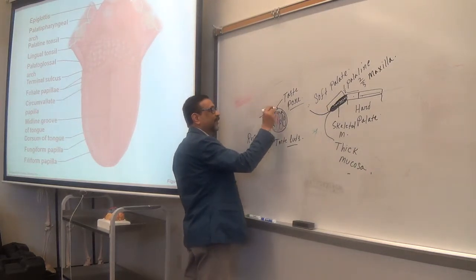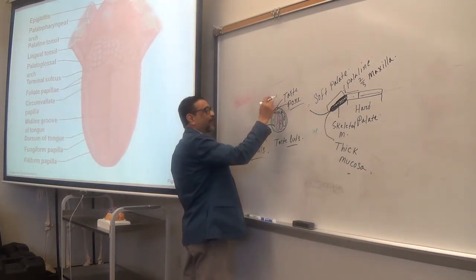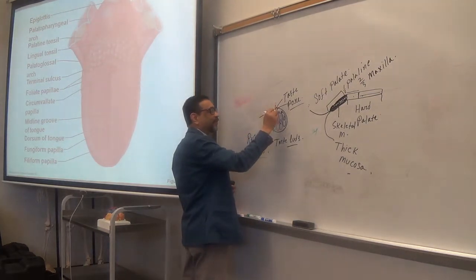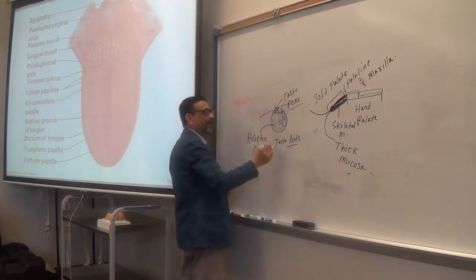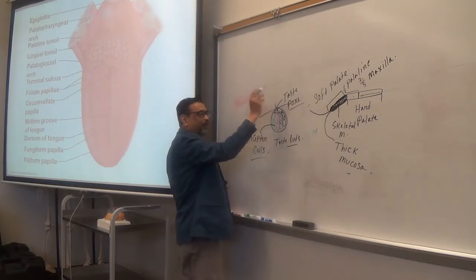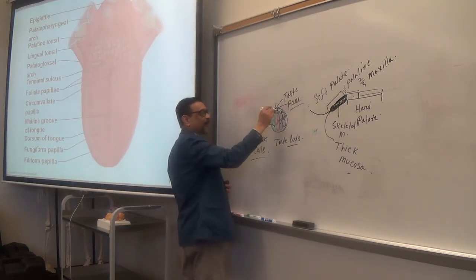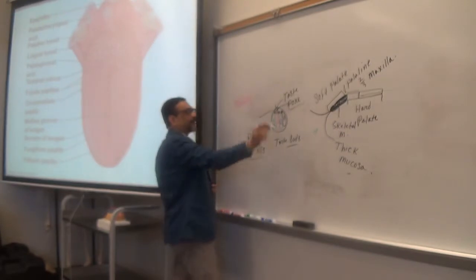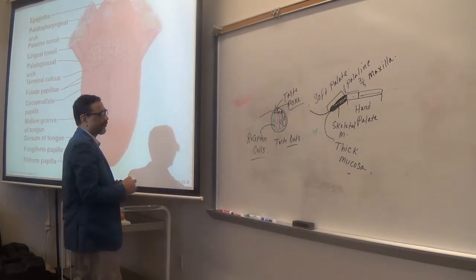So what happens? The food gets mixed with saliva, right? And becomes liquid. And that liquid foodstuff enters into the taste bud through the pore. That's why you have the pore. So liquid foodstuff gets in, and the food molecules bind with the hair receptors here. And that gives you the taste.